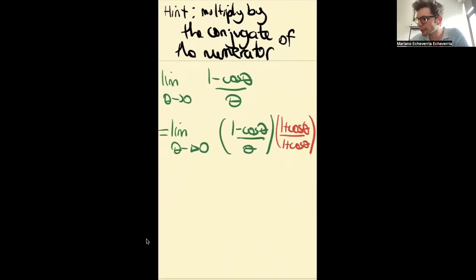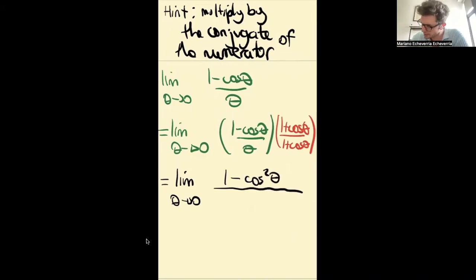What do you get? What does the numerator become? If you do 1 minus cosine of theta times 1 plus cosine of theta, what is that equal to? Good. 1 minus cosine square of theta. I agree with both of you. Okay. And here you have theta times 1 plus cosine of theta. So far, so good.